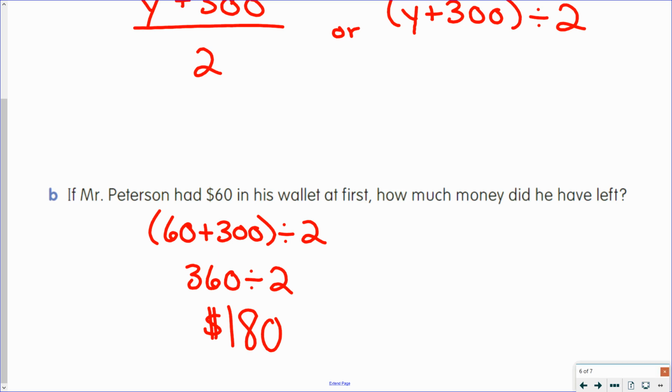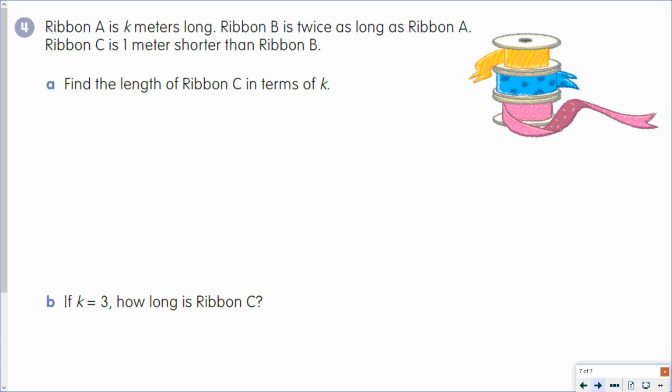So again, we've got to make sure that we're building those expressions as we read through the information. So ribbon A is K meters long. Ribbon B is twice as long as ribbon A. Ribbon C is 1 meter shorter than ribbon B. So we want to find the length of ribbon C in terms of K.